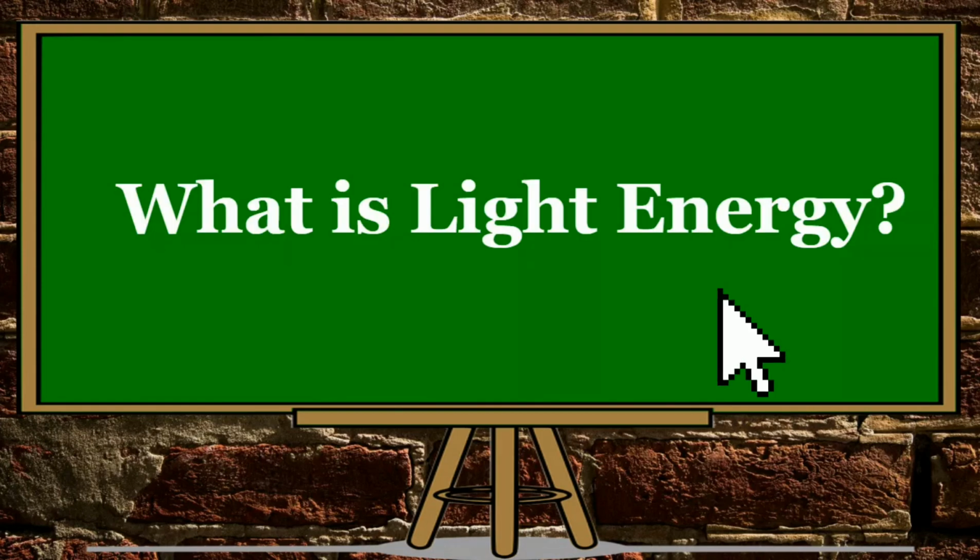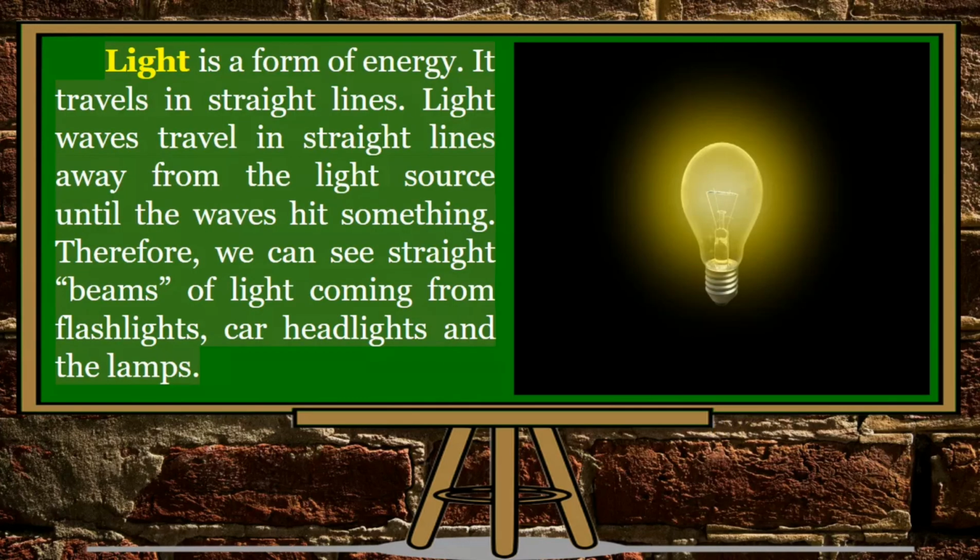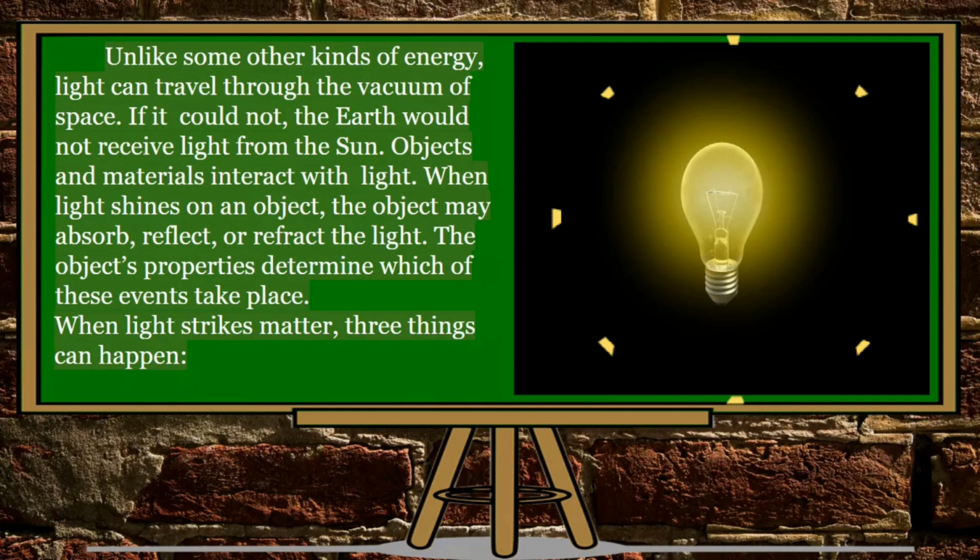What is light energy? Light is a form of energy. It travels in straight lines. Light waves travel in straight lines away from the light source until the waves hit something. Therefore, we can see straight beams of light coming from flashlights, car headlights, and the lamps. Unlike some other kinds of energy, light can travel through the vacuum of space. If it could not, the Earth would not receive light from the sun.